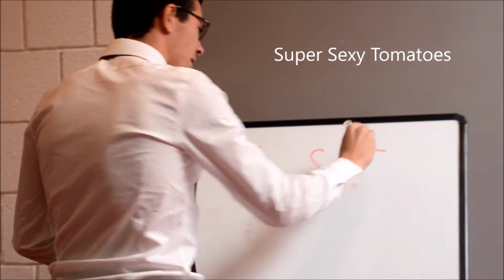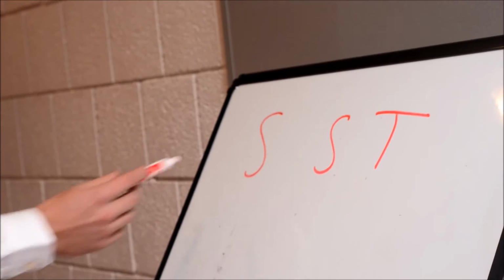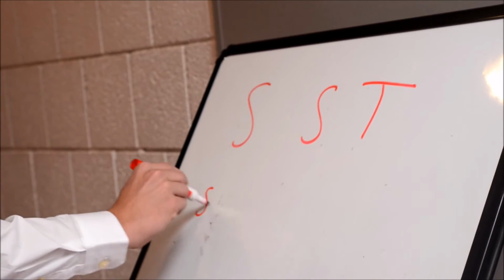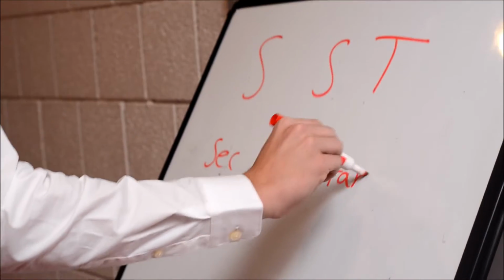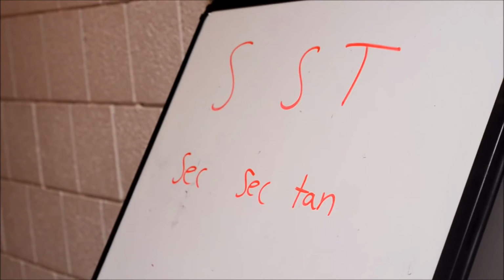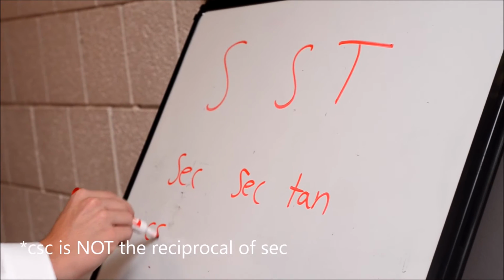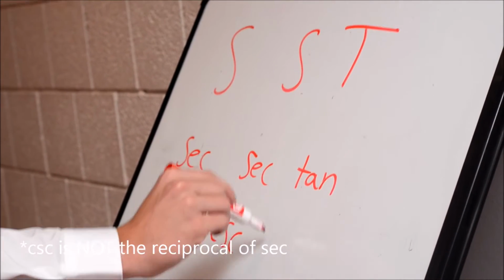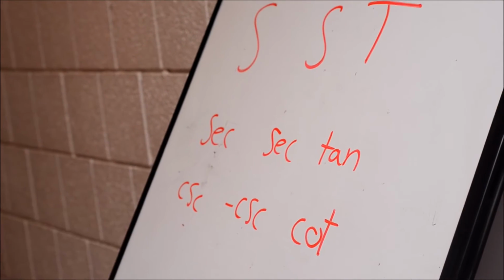I have my red marker here. Pretty sexy. You know what else is sexy? Tomatoes. Super sexy tomatoes. So the way this acronym works is you write the function that is correlated with the letter. So S, secant. T, tangent. On the next row, you write the reciprocal functions of all these. So cosecant, cotangent, and this cosecant has a negative sign.